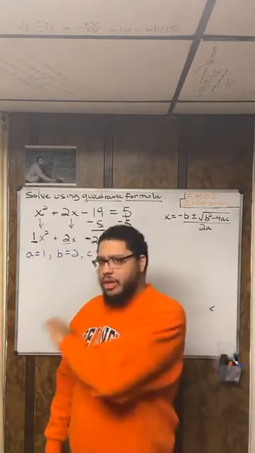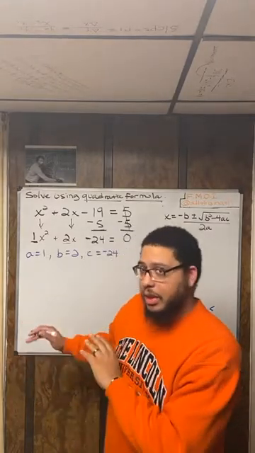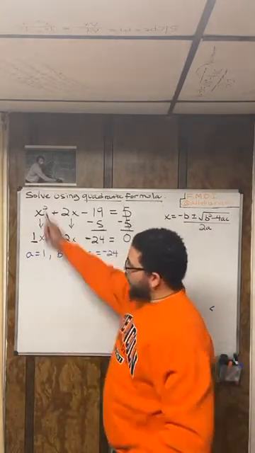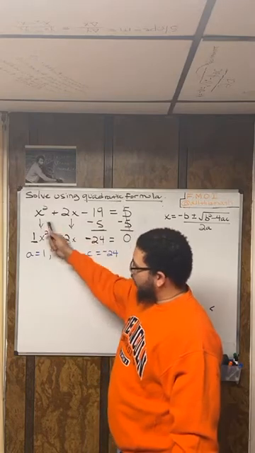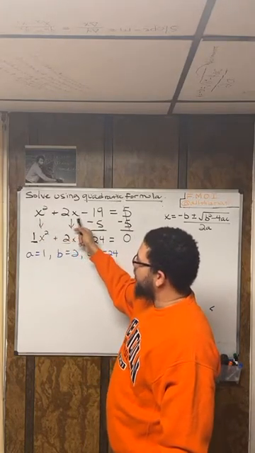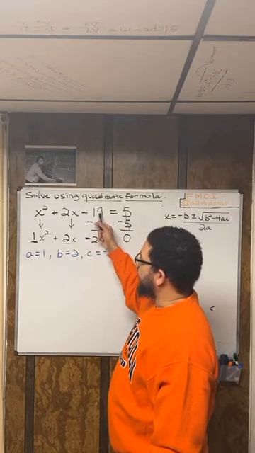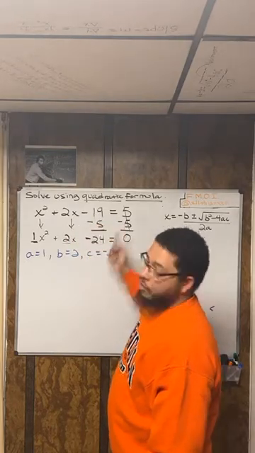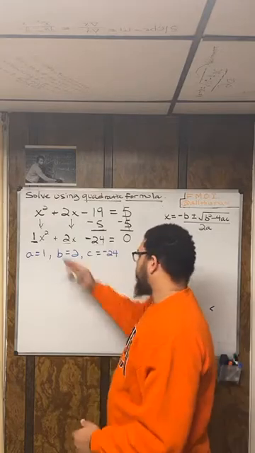But right now, we're just trying to solve. We're not worried about graphs in this particular example, because we're not graphing this. We're only solving this, meaning we're going to figure out what value of x can be squared, plus added to 2 times the same number, and then have 19 subtracted from it, and it will equal 5, right? So now we know what A, B, and C are.